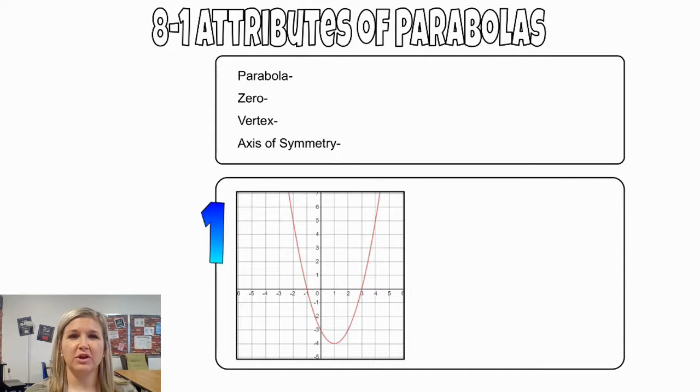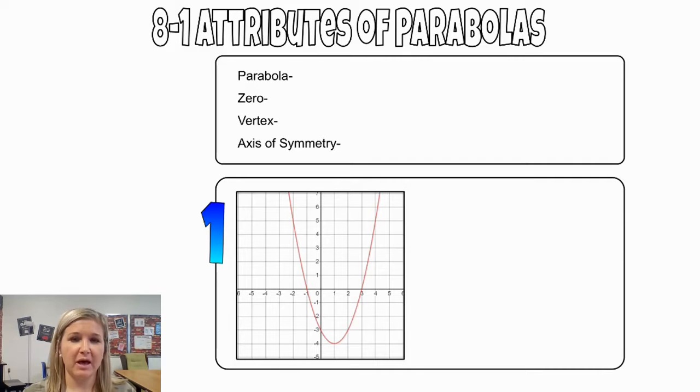All right, guys, we're going to look at the attributes of parabolas. So it looks like parabolas, but it's not parabola, it's parabola. What we're going to look at first is some very, very important vocabulary, and then we'll use that vocabulary for the graphs of our parabolas.